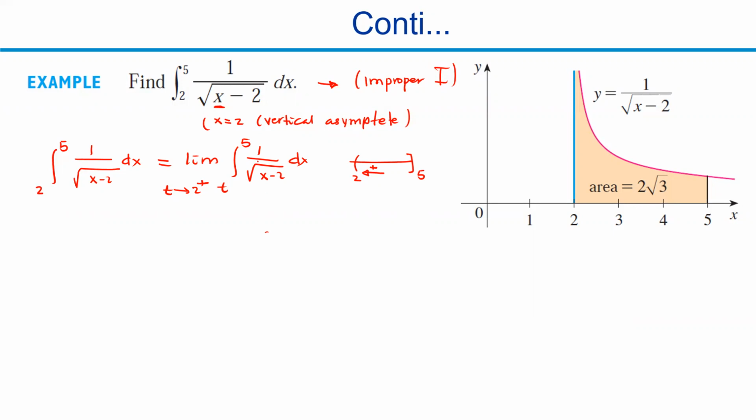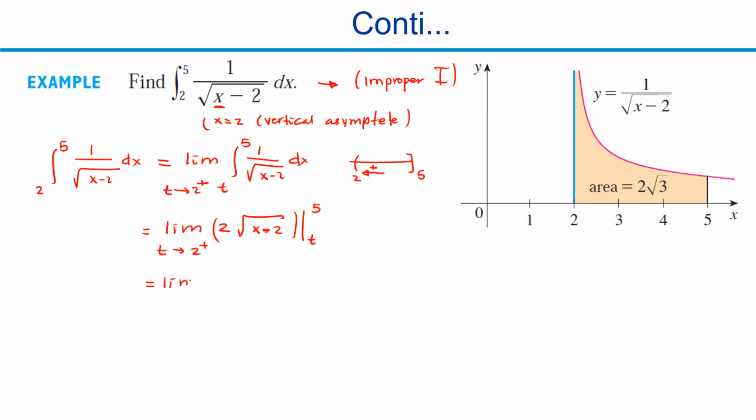It is very simple, yeah? Because you can solve it easily. The antiderivative of 1 over the square root of x minus 2 is simply 2 times the square root of x minus 2, with t going to 2 from the right. Please solve this by any technique, okay? It is simple. And we have to evaluate at t and 5.